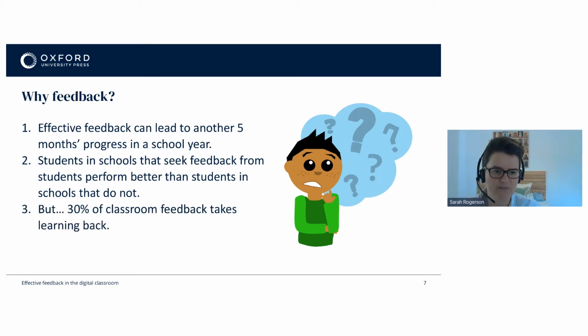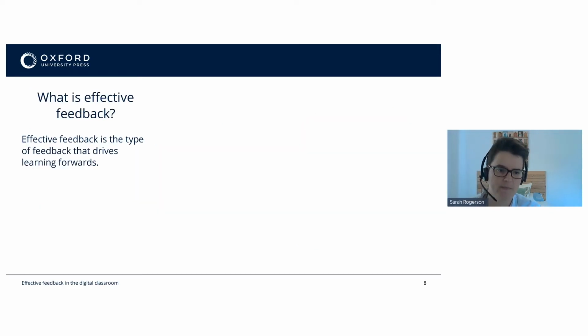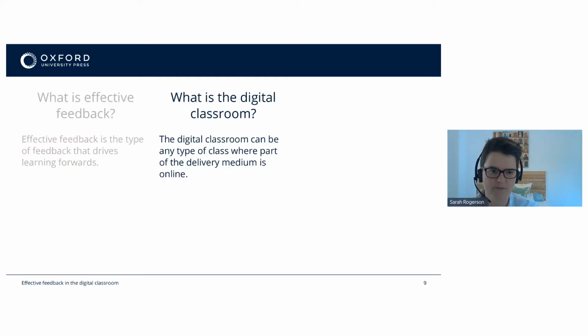And then the third point that I wanted to talk about is this. There are all these positives, but apparently 30% of classroom feedback takes learning backwards. So when feedback isn't given properly, learning goes backwards. And so that's why today's session is really focused on the kind of feedback that takes learning forwards. There's a lot of really good chat going on, which is really great to see. So effective feedback is the type of feedback that takes learning forwards. Let's keep that in mind today. We want to focus on feedback that's going to take learning forwards.